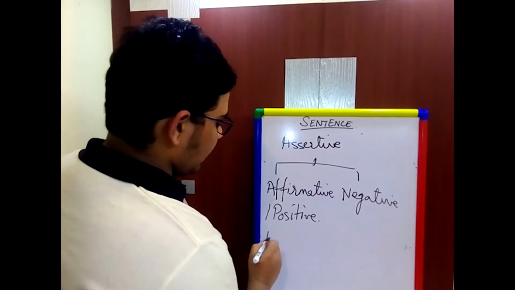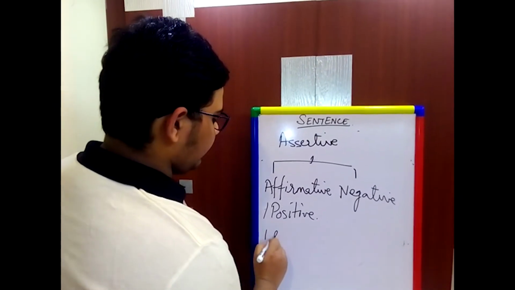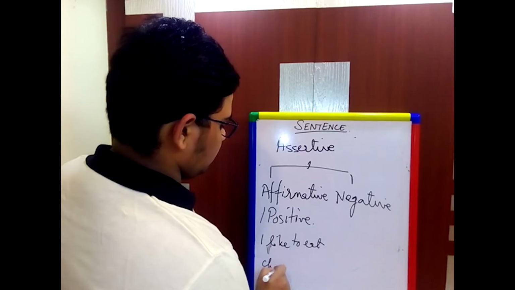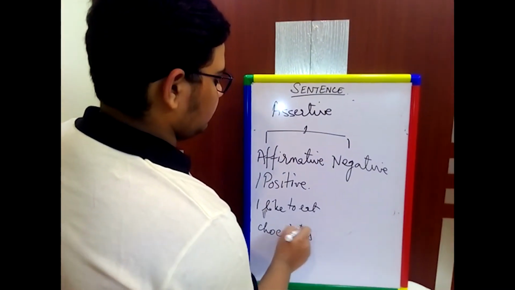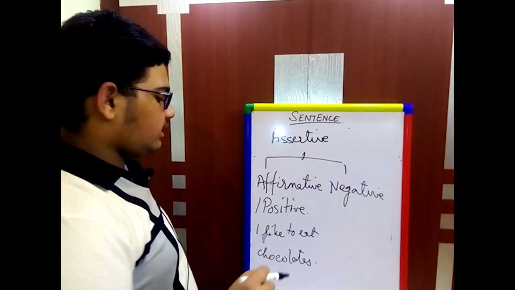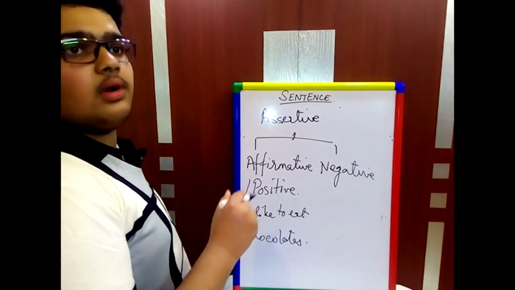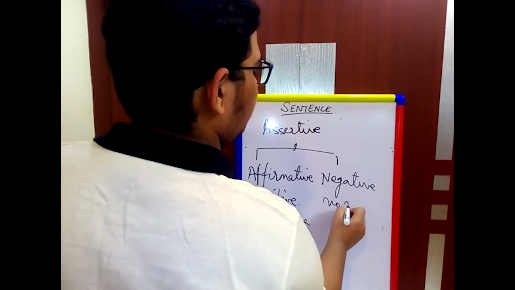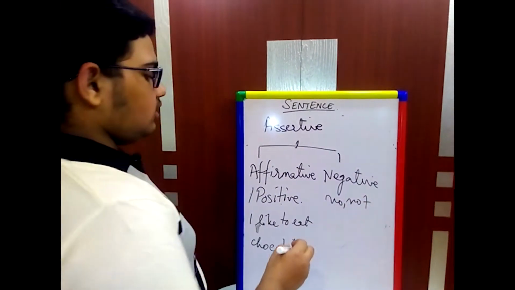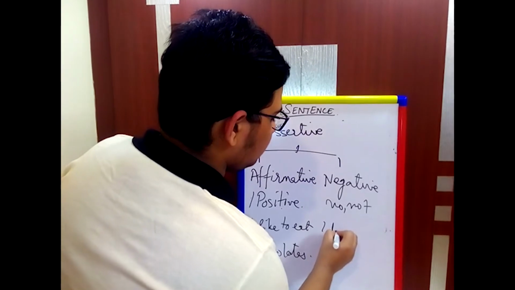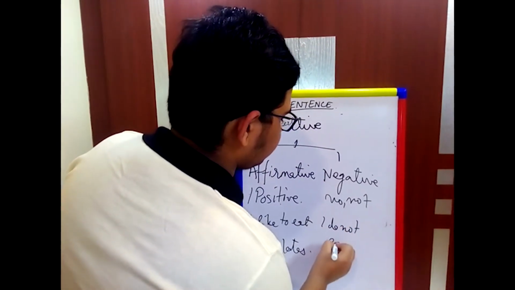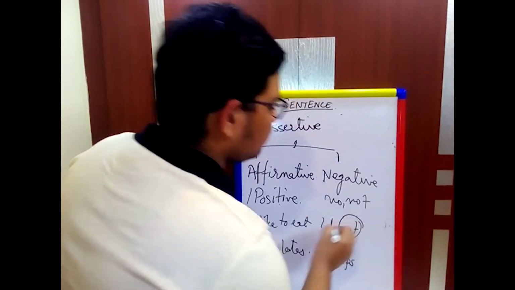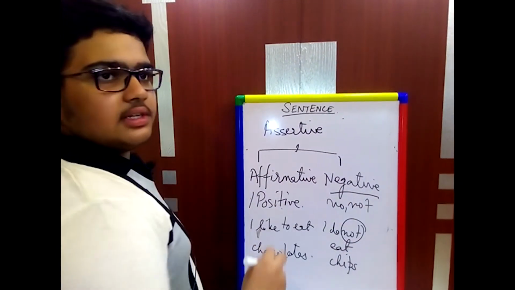If it says, I like to eat chocolate, we can identify this as a positive sentence, as it has no negative word. Now, what do we mean by negative words? Negative words are words such as no, not, etc. So, if I write, I do not eat chocolates, or I do not eat chips, as it has a negative word like not, we consider it as a negative sentence.